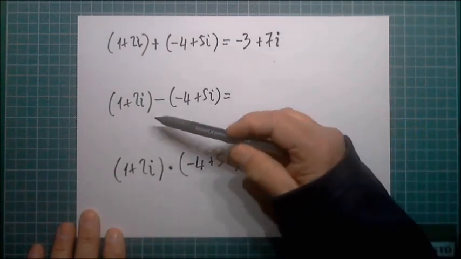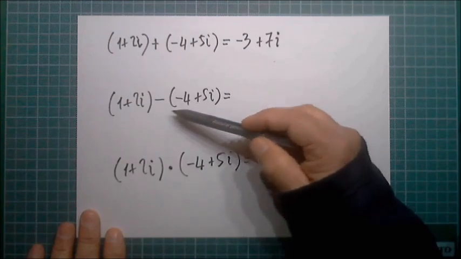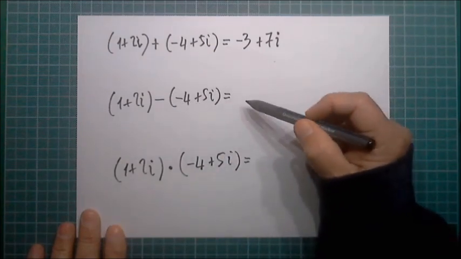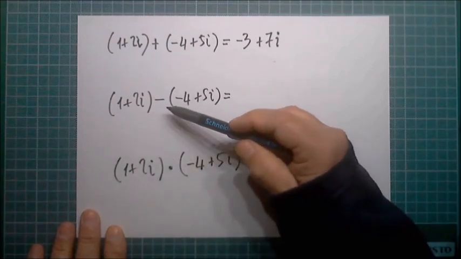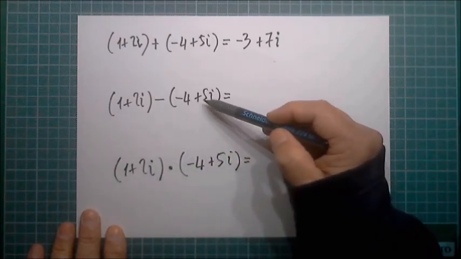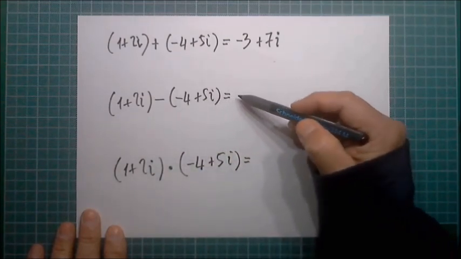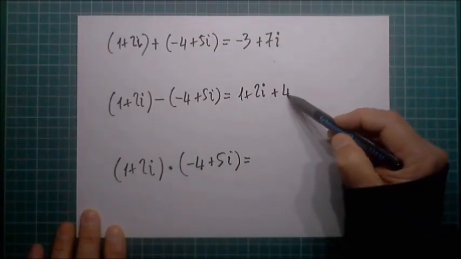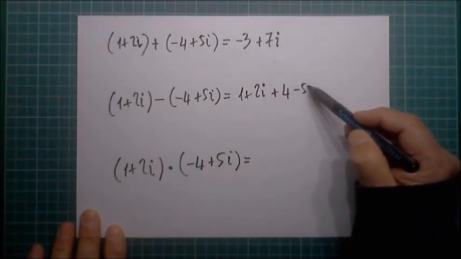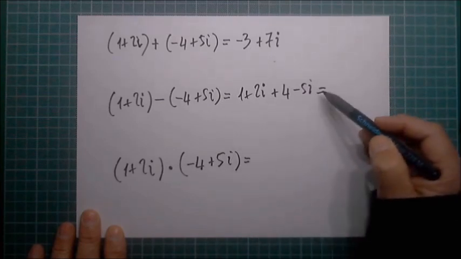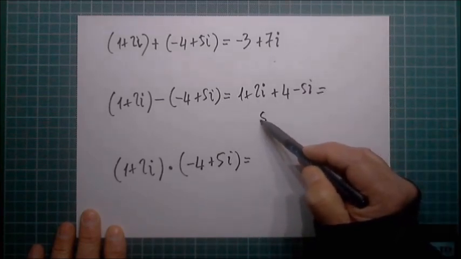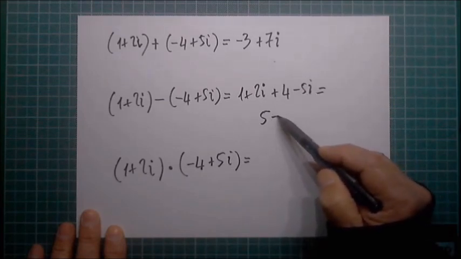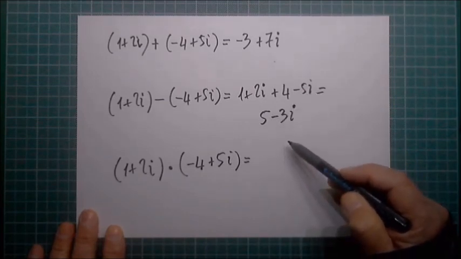What happens if we want to subtract two complex numbers? Okay, let's follow the example. (1 plus 2i) minus (minus 4 plus 5i). We eliminate the parentheses, which means 1 plus 2i plus 4 minus 5i, and finally we get 1 plus 4 equals 5, and 2i minus 5i gives minus 3i.